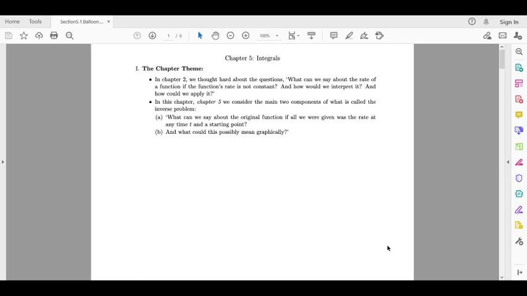In this chapter, chapter 5, we consider the main two components of what is called the inverse problem. What can we say about the original function if all we were given was the rate at any time t and a starting point? So in other words, in chapter 2, we went from the function to the rate. In chapter 5, we're going to try as hard as possible to go from the rate to the original function. In chapter 2, it was about slopes of tangent lines, but how do you unslope a tangent line? This is what this is about.